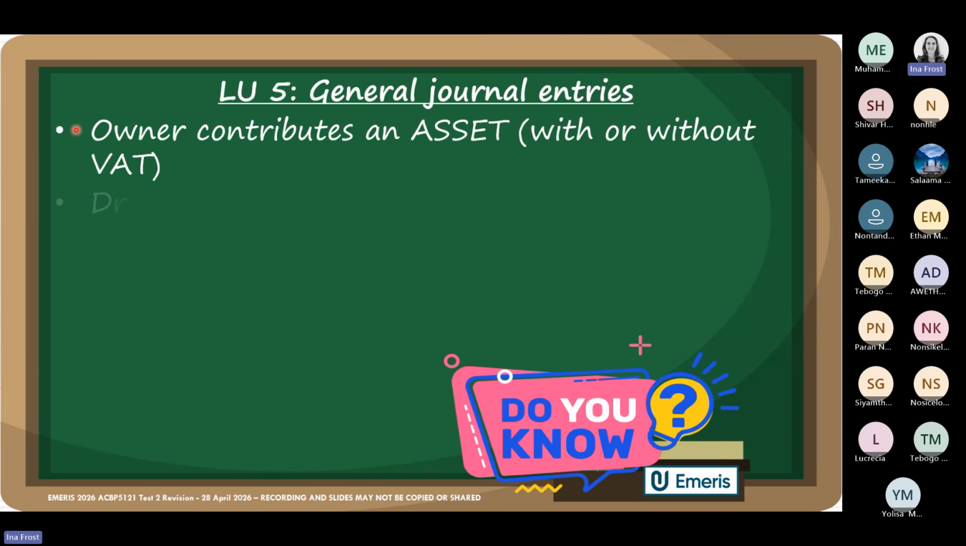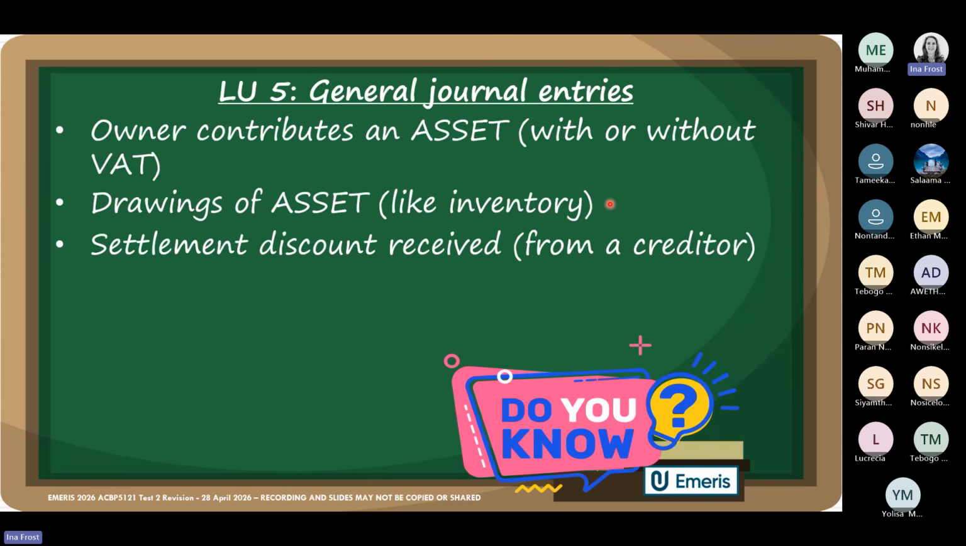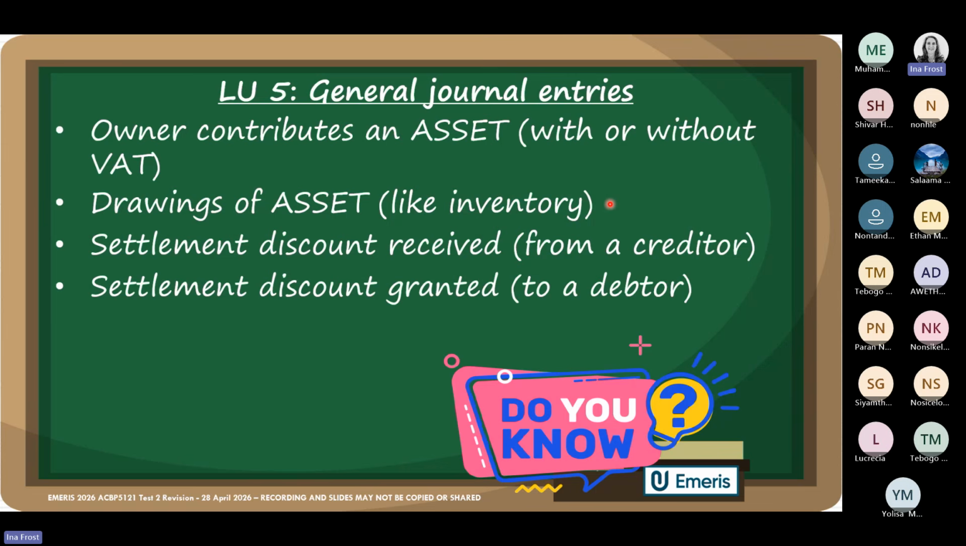Those are 2 variations. Then if the owner takes assets from the business, the one most frequently asked is if the owner takes inventory. And when we spoke through Learning Unit 6, remember we looked at the entries where the owner took inventory for the 2 different inventory systems. Then there can be settlement discounts that we receive from the creditor. There can be settlement discounts that we grant to our debtor.